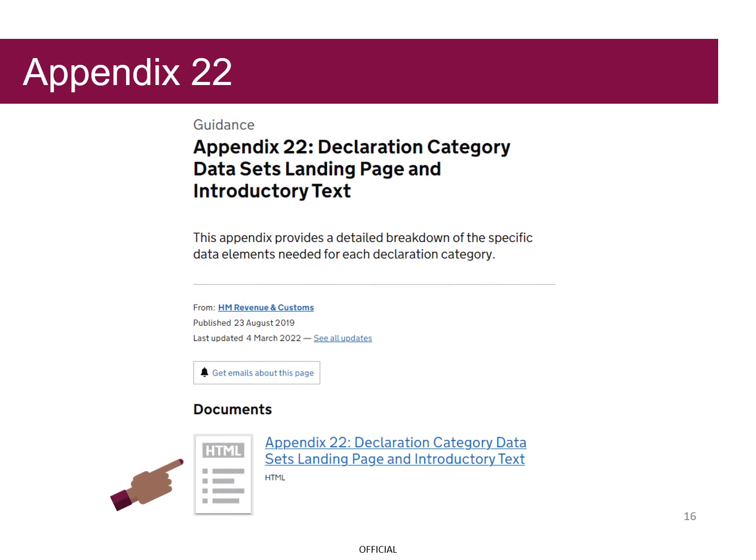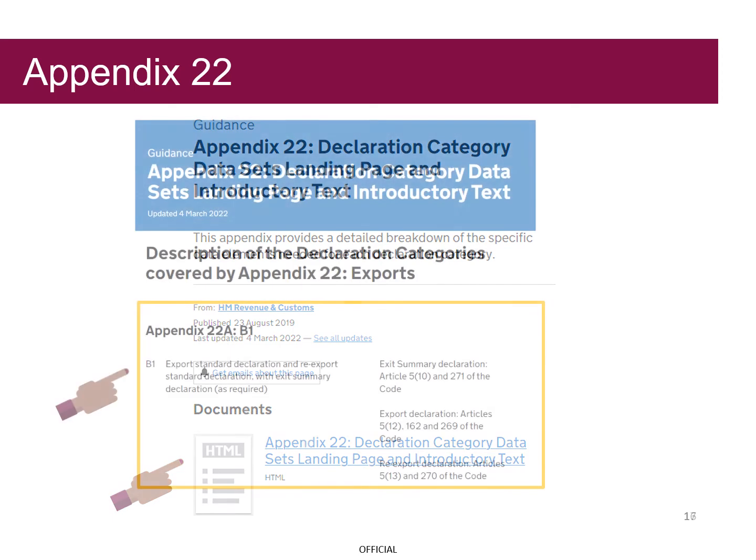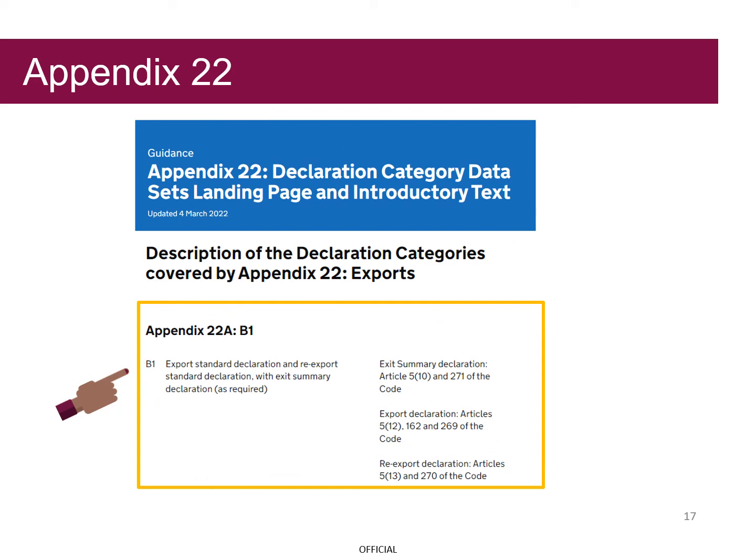Grayson selects Appendix 22, Declaration Category Datasets, and scrolls down the instructions in Appendix 22 to find the description of the declaration category. As he is completing an export standard declaration, he will need to use Declaration Category B1. This can be found in Appendix 22A.